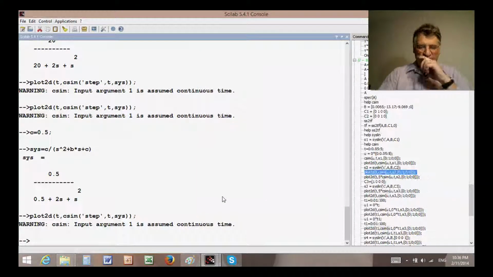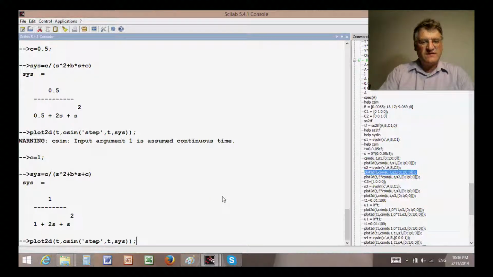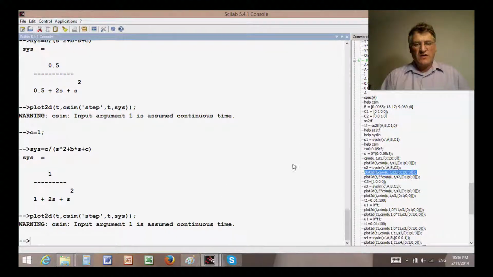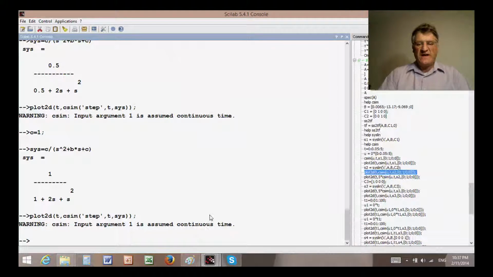So what happens if I now do C equal to 1? I introduce my transfer function like this, and I look at its step. Here's what we see: the response of the system becomes faster, and still goes towards 1.